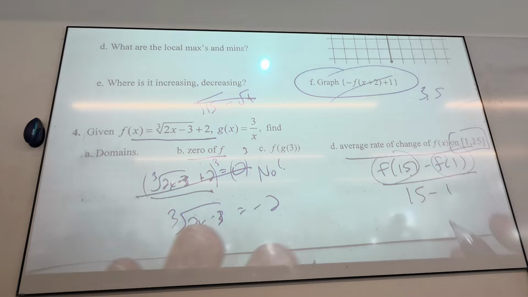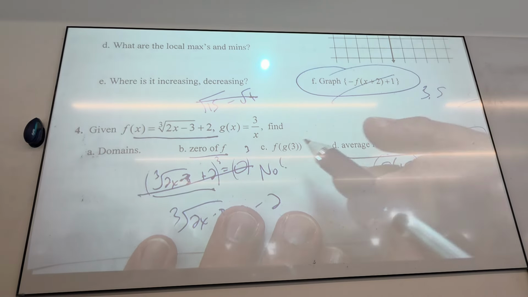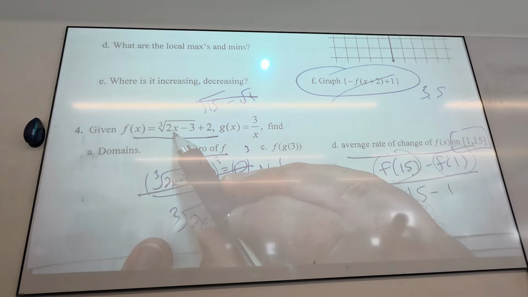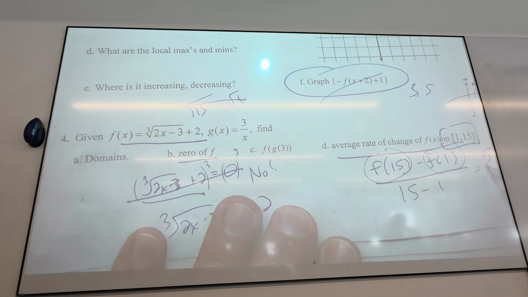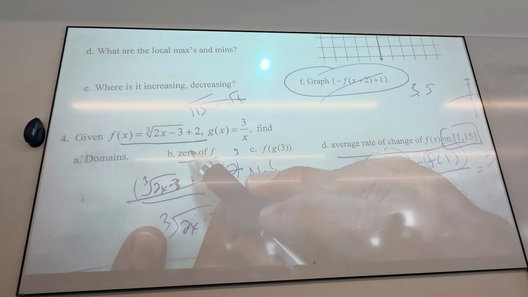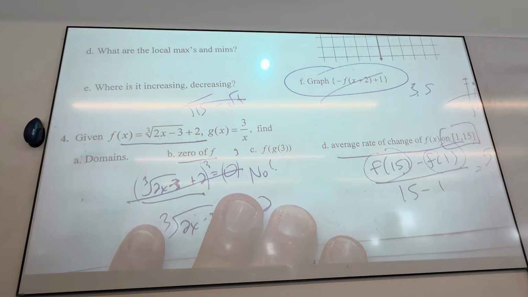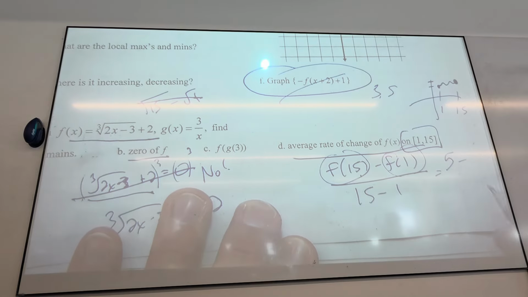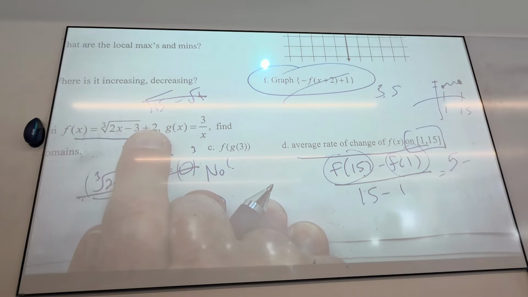So what'd you guys get for f of 15? What'd you get over there? 5? So yeah, when you plug a 15 in, you get 30 minus 3 is 27. Cube root of 27 is 3 plus 2 is 5. What's f of 1? Plug a 1 in, you get 2 minus 3 is negative 1.